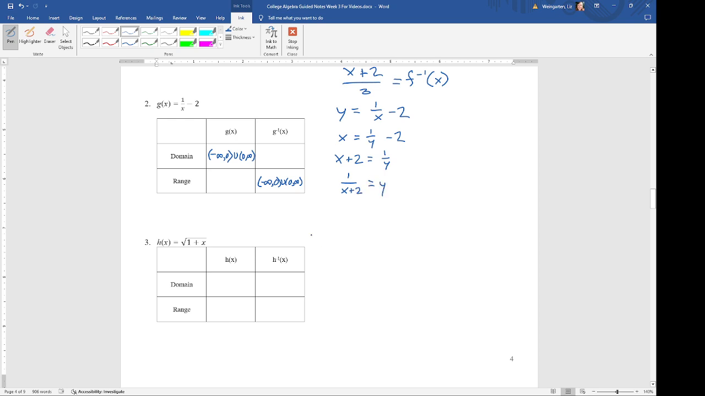Now we can see that there are domain restrictions on the inverse as well. X cannot equal negative 2 or we'll divide by 0. So this domain goes from negative infinity to negative 2, union negative 2 to infinity. Therefore, the range of our original function will also be negative infinity to negative 2, union negative 2 to infinity.